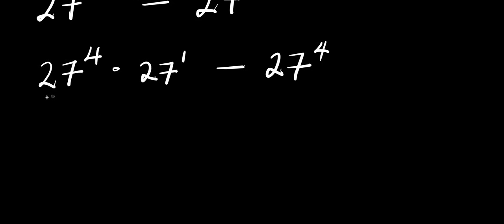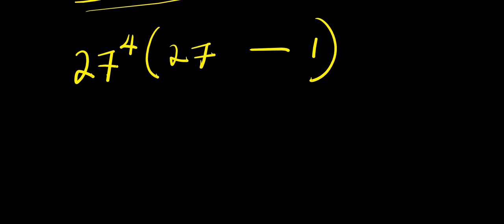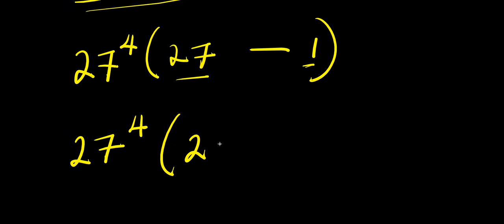From here, we can factor out 27 power 4 because it's common. We have 27 to the power 4 times; this will divide 27 power 4 that we have factored out, and it's going to give us 27. Remember, 27 is the same as 27 power 1. Minus this divided by this again, we have 1. So from here, we have 27 to the power 4 times 27 minus 1, this is 26.